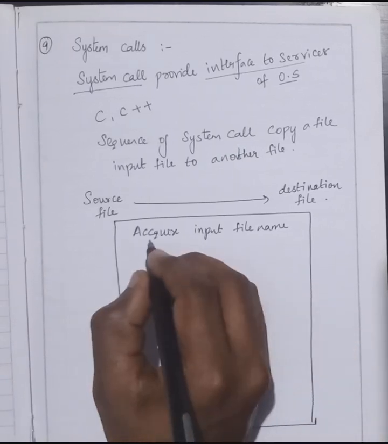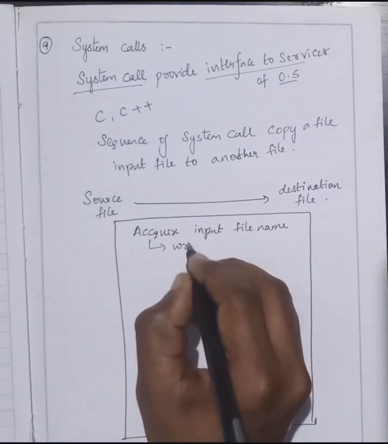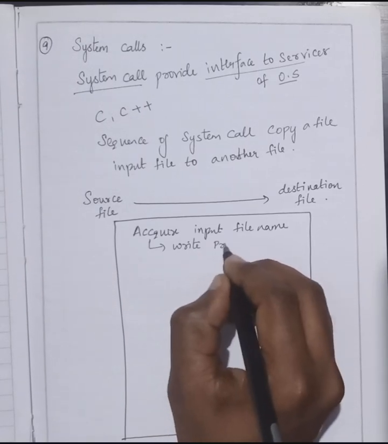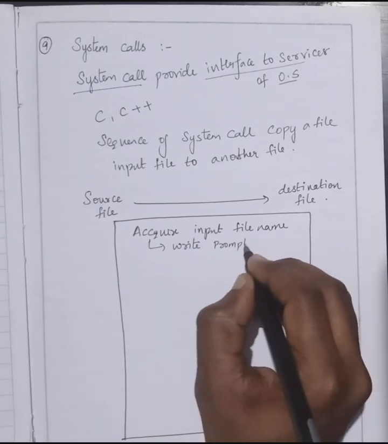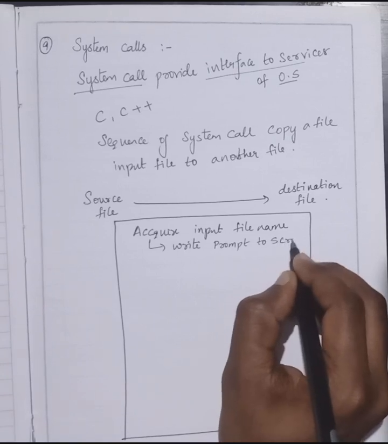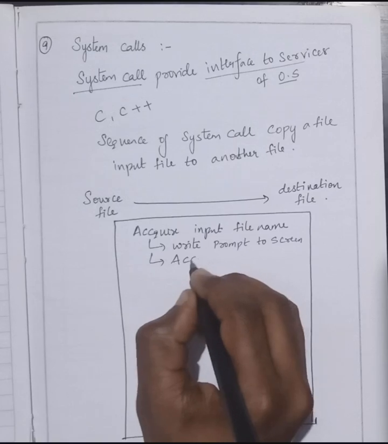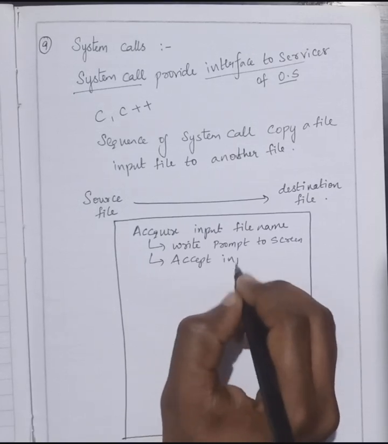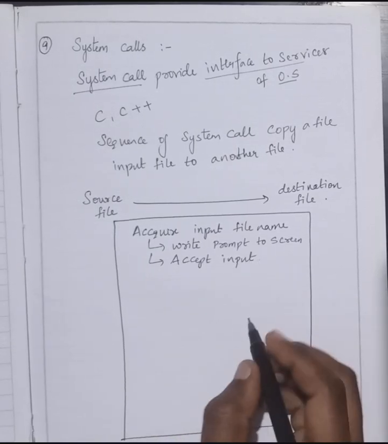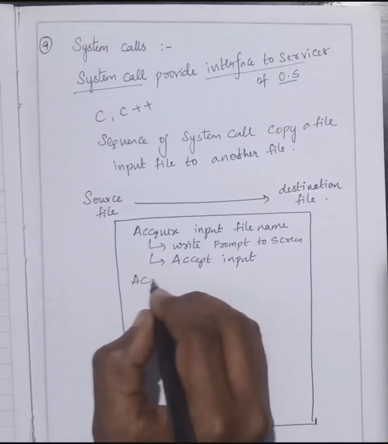How will we do this acquiring? First we'll write a prompt to the screen, which means we'll ask the user to enter the file name. Once the user gives it, we accept the input. We'll accept the input file name from where we want to copy.